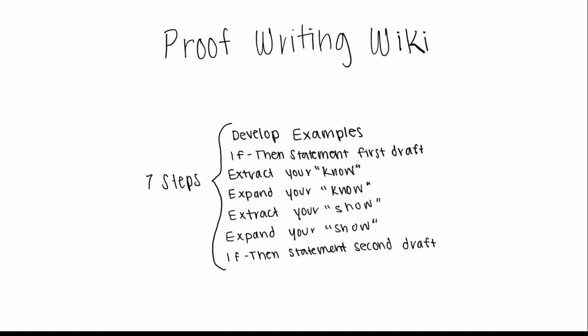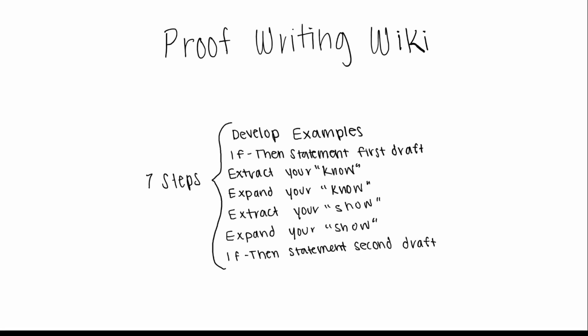The proofwriting wiki consists of 7 steps. We develop examples, then create our first draft of the if-then statement. We then extract our know from our if-then statement, which are the elements that are contained between our if and then. Then we expand our know, typically using definitions of what is in our know.